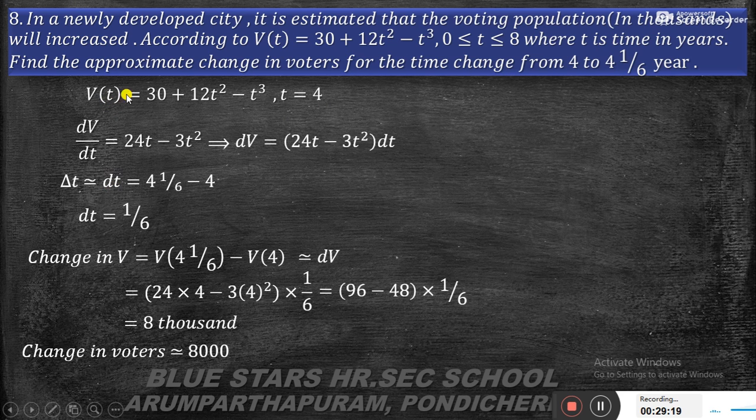Next, voting population V of t equal to, I write the given function. From this I differentiate, I calculate the dv by dt. After that dv equal to 24t minus 3t square into dt. So the next step, change in V means we just calculate V of 4 plus 1 by 6 minus V of 4 equal to dv. So next I substitute the function, that's all. The dv equal to 24, t value is 4, minus 3 into 4 square, into dt, dt equal to 1 by 6. I substitute here, so the answer is 8000. That means change in voters is 8000.